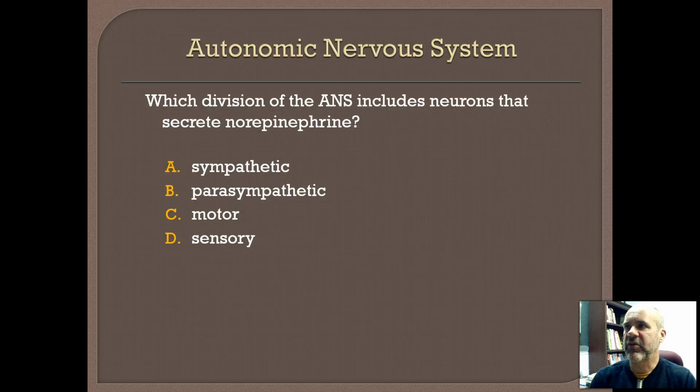All right, some autonomic nervous system questions. Which division of the ANS includes neurons that secrete norepinephrine? Go back and look at the neurotransmitter story for the autonomic nervous system. And so hopefully you're thinking sympathetic. Think epinephrine, norepinephrine, think sympathetic. Another name for epinephrine is adrenaline. And you guys know I'm having an adrenaline rush. That happens when you're excited, when you're frightened, when you're stressed, that adrenaline rush. So just associate that with the sympathetic, the fight or flight branch of the nervous system.